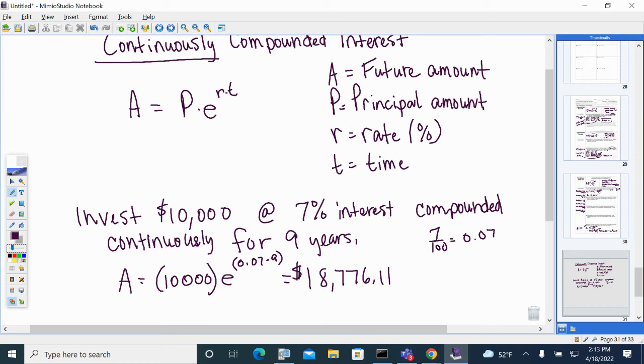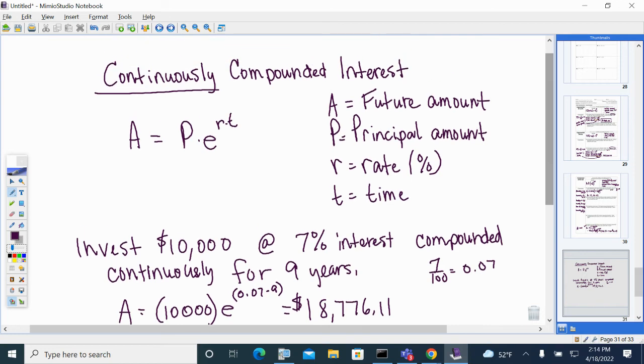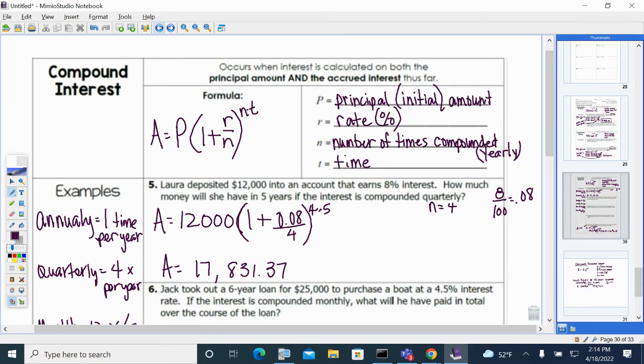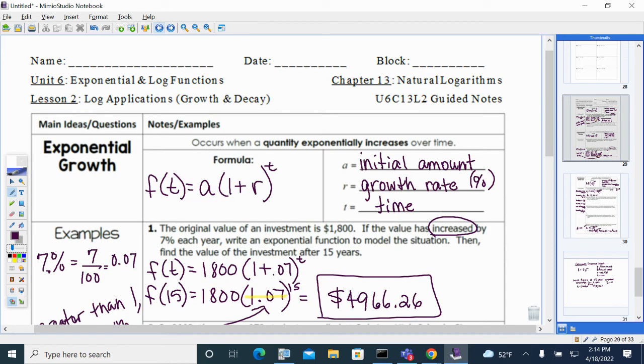So it's a different formula representing a different kind of interest. This one's continuously compounded, whereas this is just compound interest for your A equals P times 1 plus R divided by N to the NT. So those are your notes for chapter 13, lesson number 2.